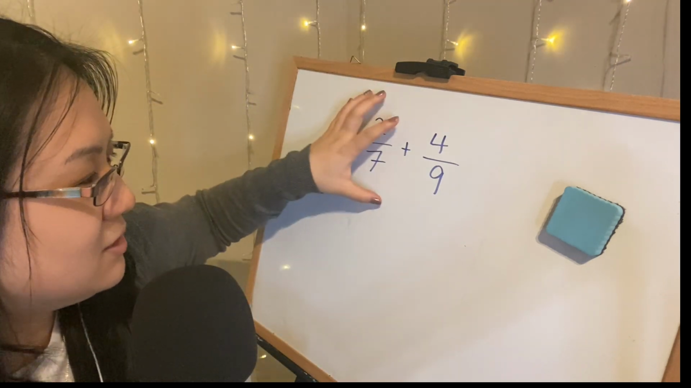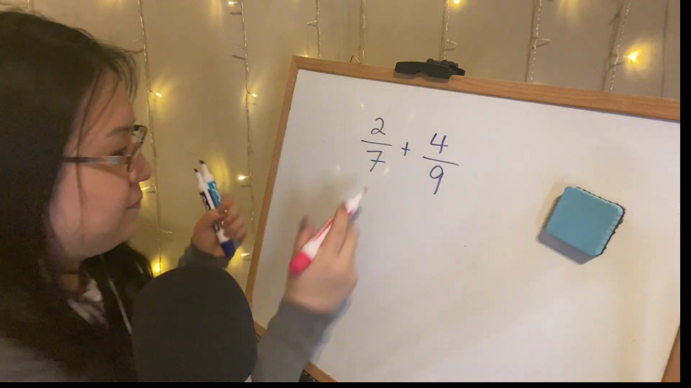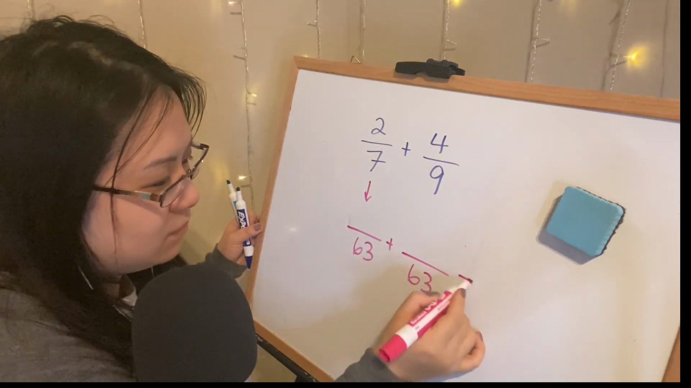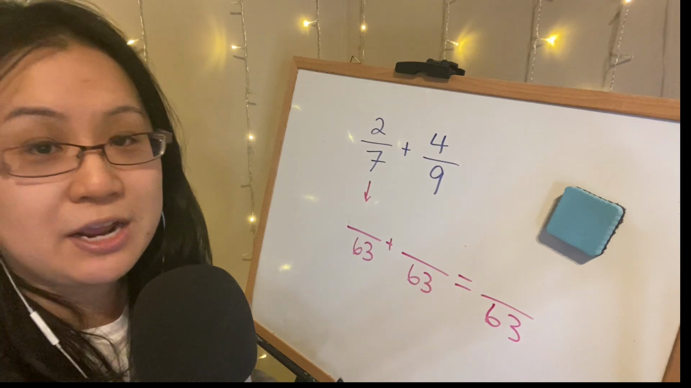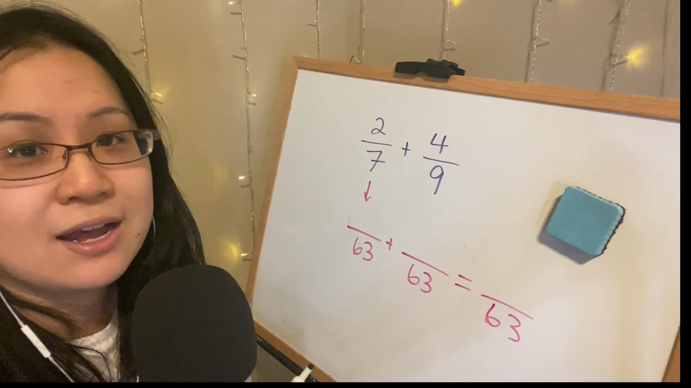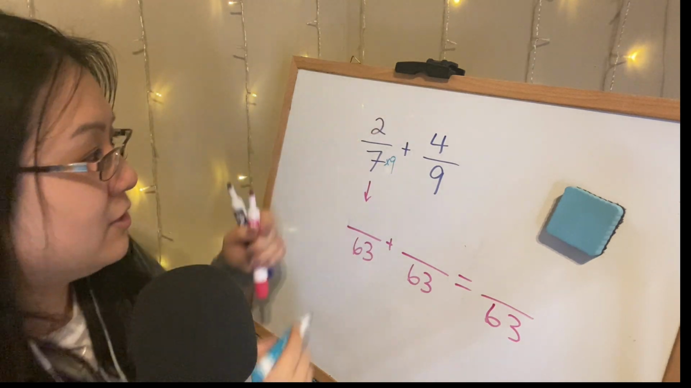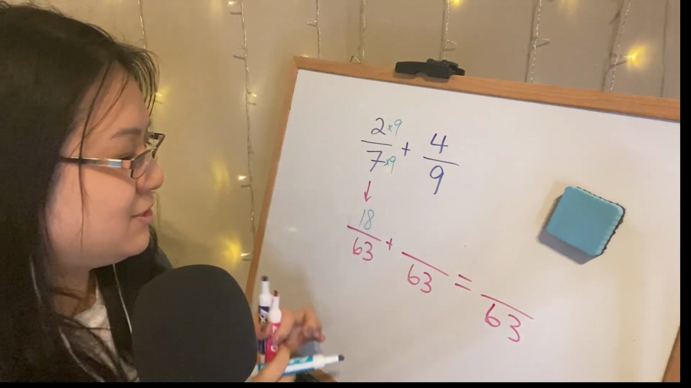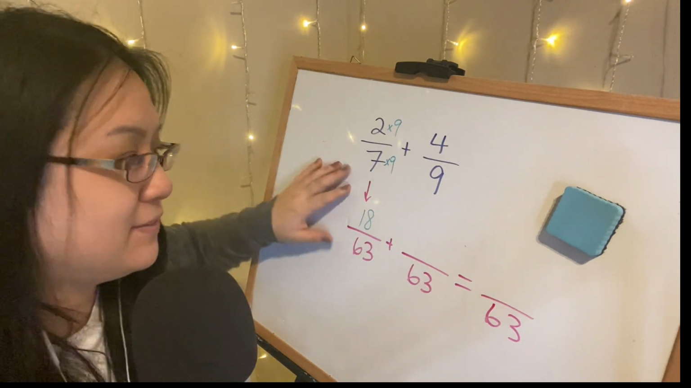So we want to make this into a fraction with 63 on the bottom, an equivalent fraction, and this with 63, so that our answer also has a bottom of 63. Now we can actually add them. How do we do that? Well, to get from 7 to 63, I multiplied by 9. If I do it on the bottom, I have to do that here. 2 times 9 is 18. So 18 over 63 is equivalent to 2 over 7.